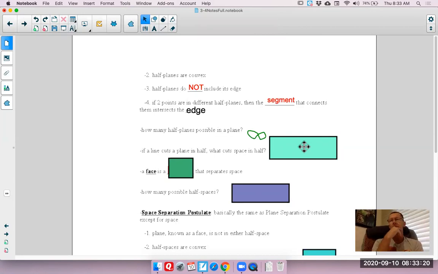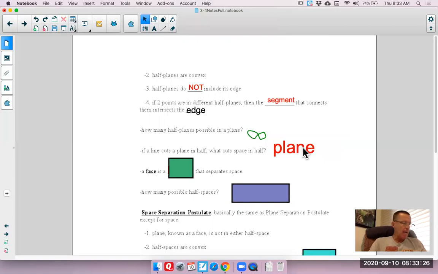Okay. If a line cuts a half plane in half, what cuts space in half? We already talked about this in our last lesson, I believe. What was it? Oh yeah, a plane, right? If I pull a plane out here, back here is a half space, and up here is a half space. And remember, this plane extends forever, right? So the 2 half spaces, right? So how many possible half spaces?